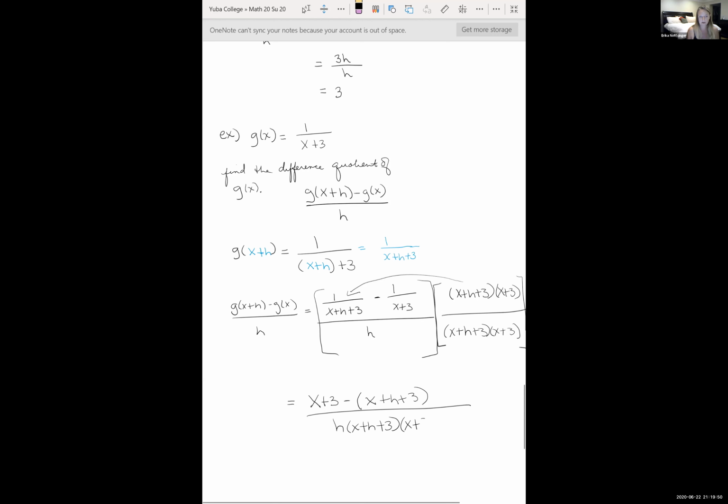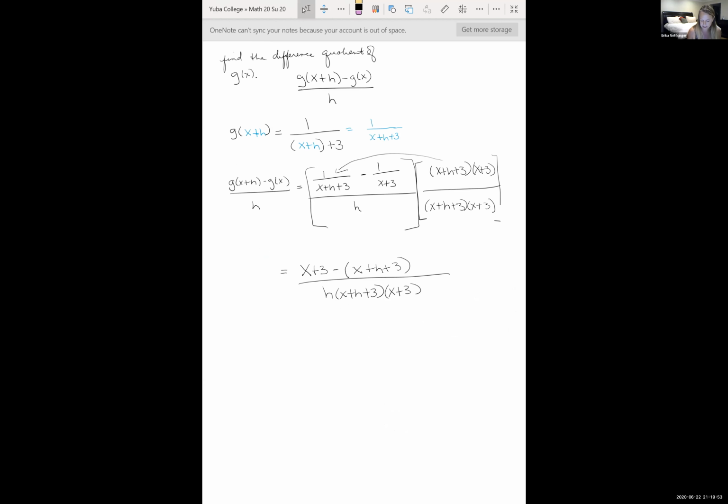So we're almost there. We want to simplify. Let's distribute the negative. So (x plus 3 minus x minus h minus 3) all over h, all times (x plus h plus 3), all times (x plus 3). So again, things are going to start simplifying.